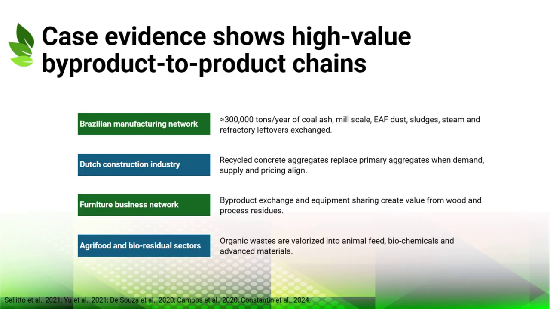In the Dutch construction sector, recycled concrete aggregates can replace primary aggregates when demand, supply, and pricing conditions align. Another example from the Brazilian furniture sector shows value creation from wood and process residues. Across these cases, industrial symbiosis diverts material from disposal and turns it into economic input. Use these cases to show that symbiosis can work across very different industrial sectors.